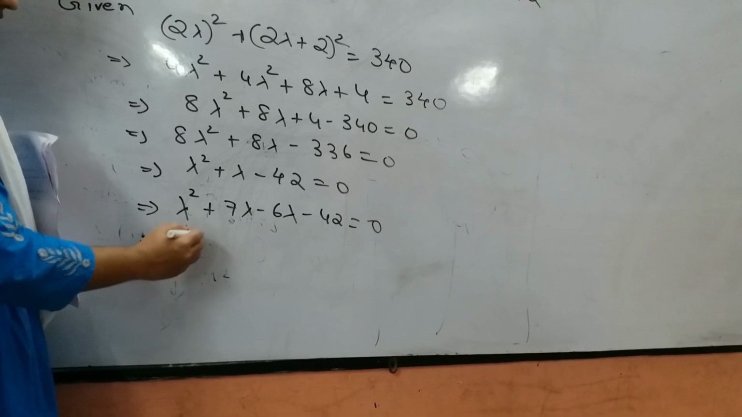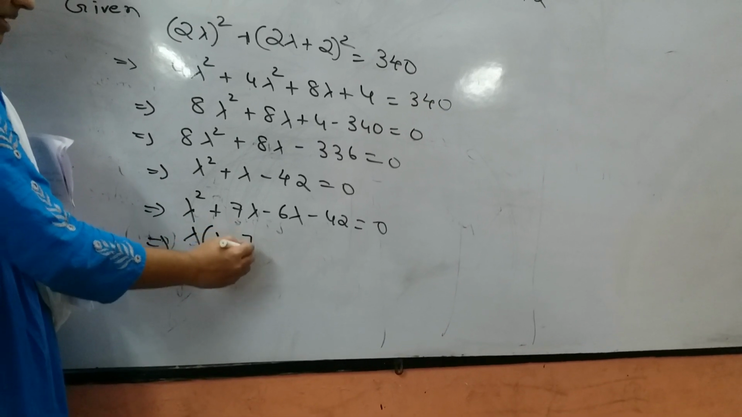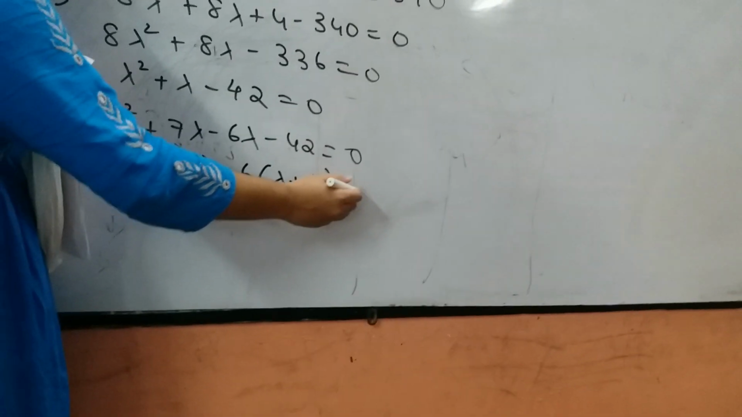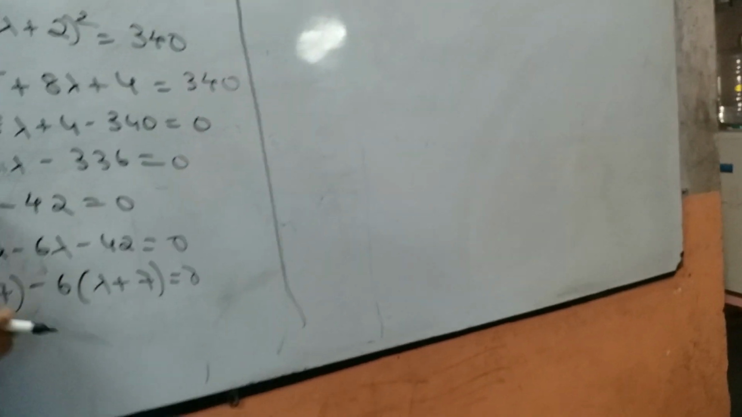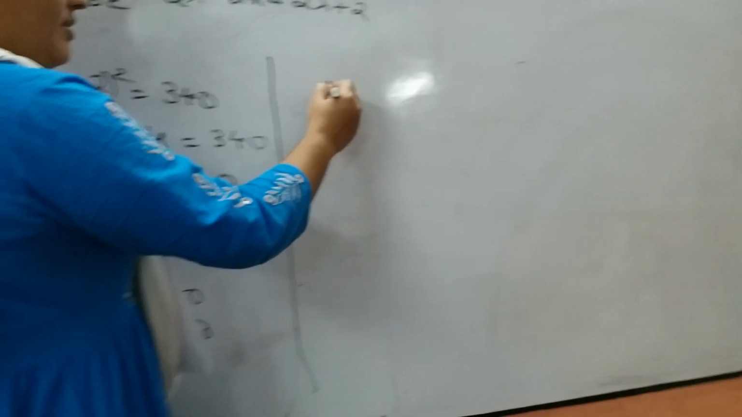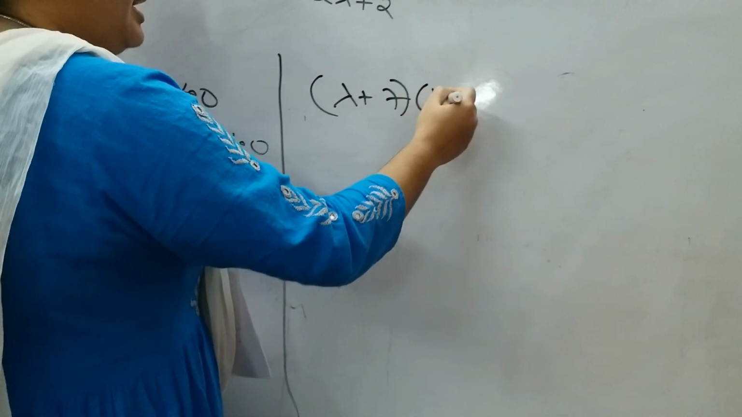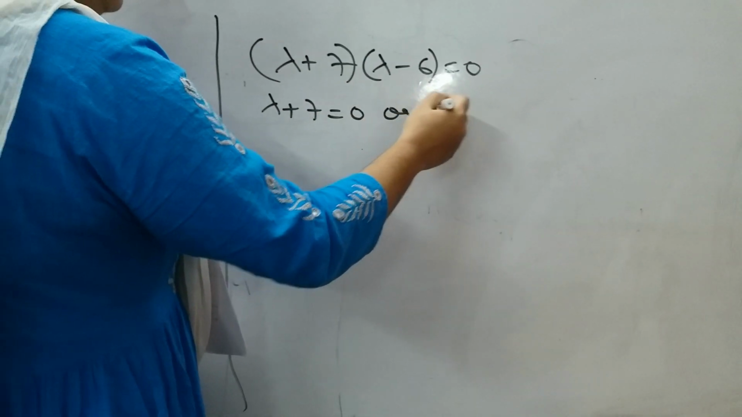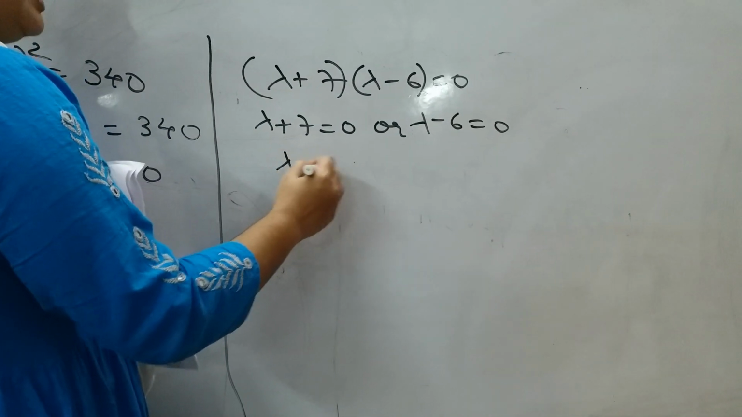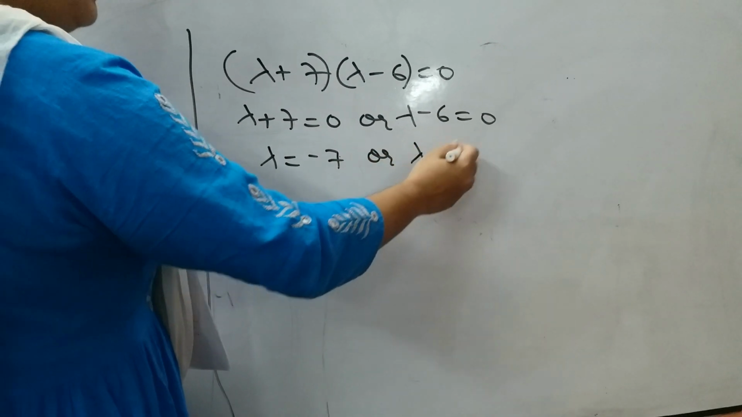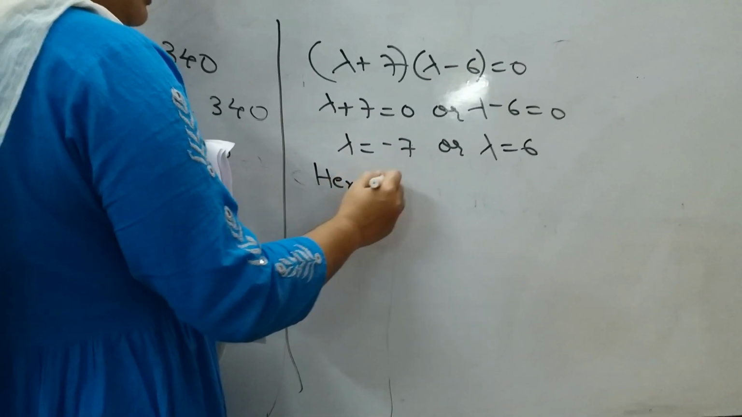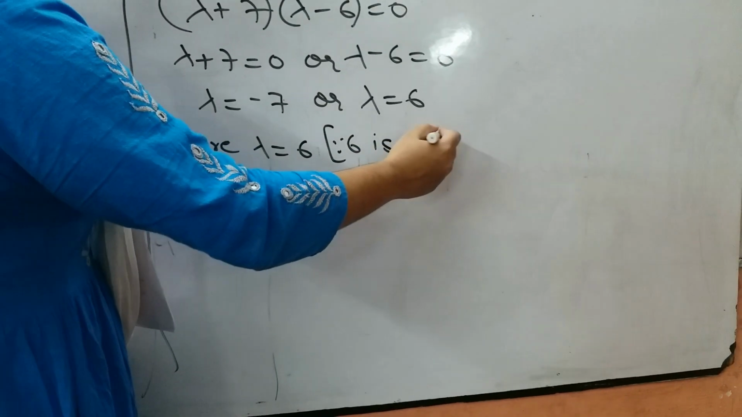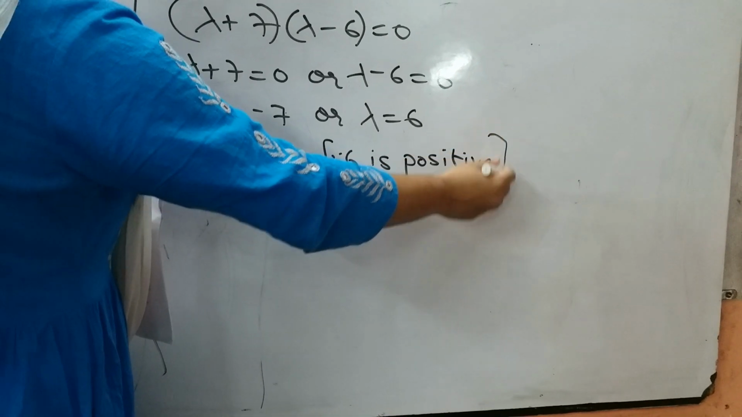If you take lambda common, you get lambda into lambda plus 7 minus 6 into lambda plus 7 is equal to 0. If you take lambda plus 7 common, you have lambda plus 7 into lambda minus 6 is equal to 0. Lambda plus 7 is equal to 0 or lambda minus 6 is equal to 0. Lambda is equal to minus 7 or lambda is equal to 6. Here lambda is 6, since 6 is positive. It is given in the question that you have to consider only positive integers.